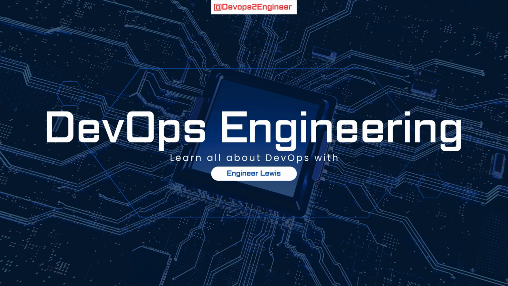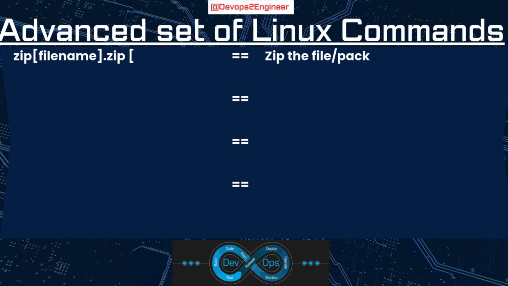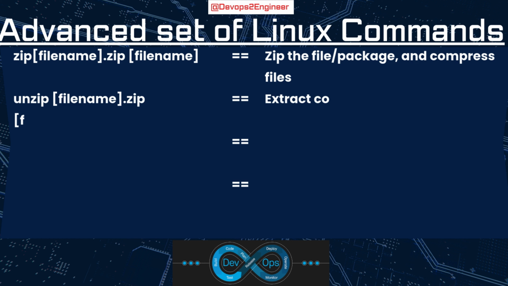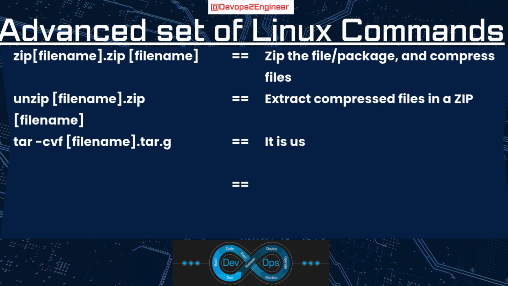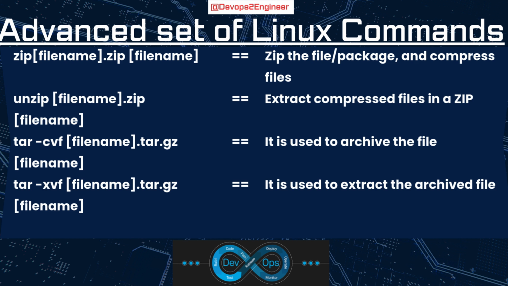In today's video, we'll be learning all about the zip and unzip command. Advanced set of Linux commands. zip filename.zip filename zips the file package and compresses the file. unzip filename.zip extracts compressed files in a zip.